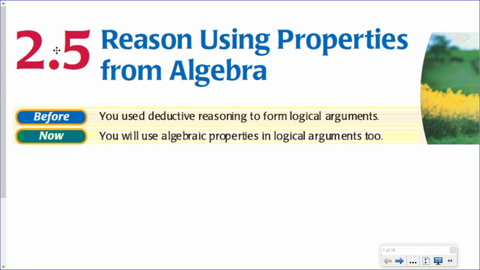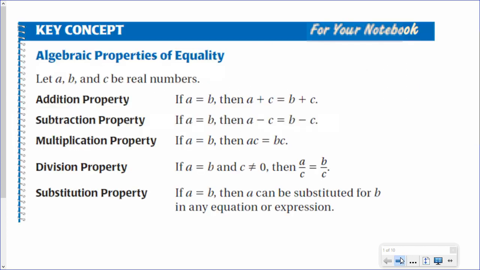All right, guys, so this is 2.5, reason using properties from algebra. So the beginning part is going to make perfect sense. It's stuff that you just did from Algebra 1, just using some reasons. And the second part is the introduction to proofs, which is just an introduction, nothing big. Pay attention like crazy, write down what I tell you to, and that should go pretty smooth. But it is a little bit difficult first time through. All right, here we go.